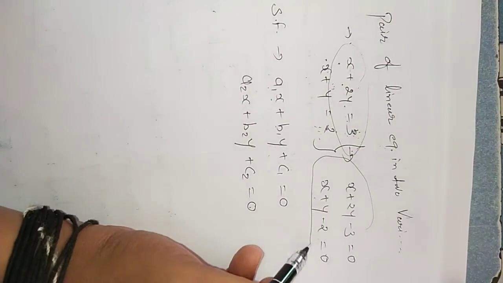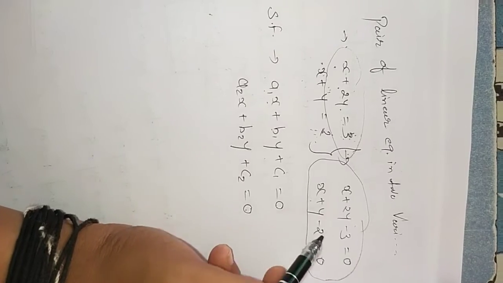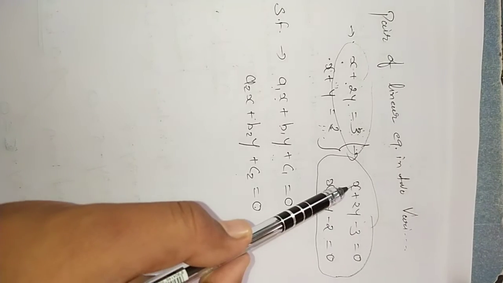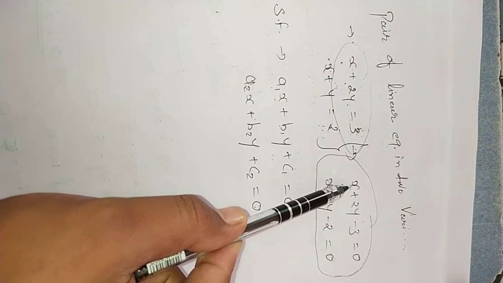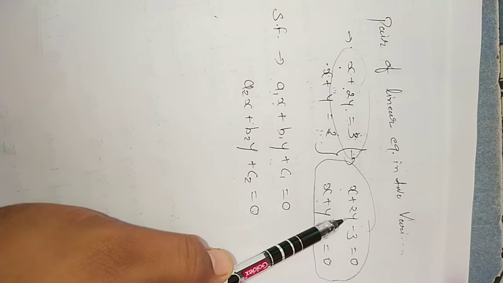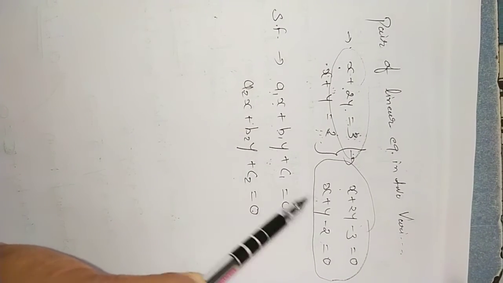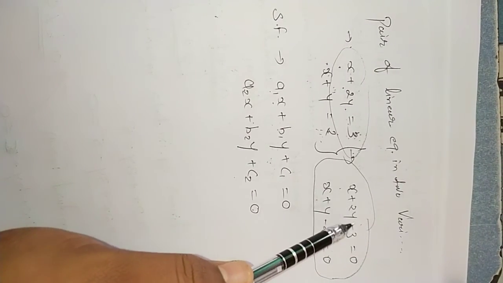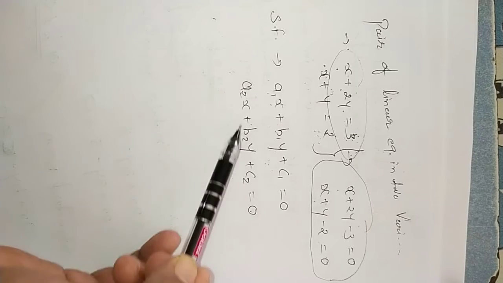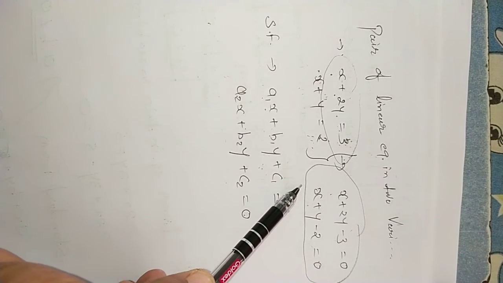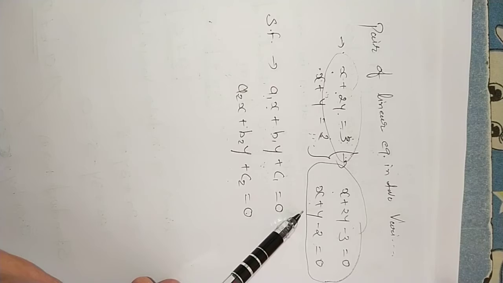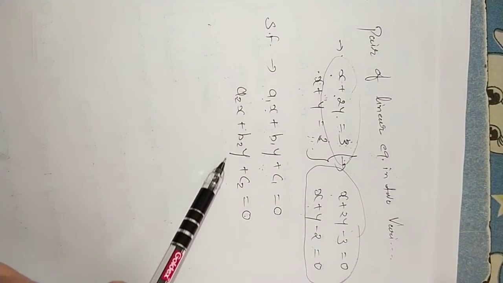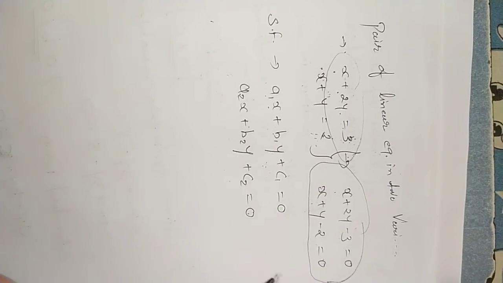So this is the standard form. I have converted it into the standard form. Now if I want to find a1, b1, c1 and a2, b2, c2, what can I do? a1 is the coefficient of x in the first equation, which is 1, b1 is the coefficient of y, which is 2, and c1 is the constant term, which is minus 3. So a1, b1 and c1 are 1, 2 and minus 3 respectively. Similarly, a2, b2 and c2 are the coefficients and constant term of the second equation, which are 1, 1 and minus 2 respectively.